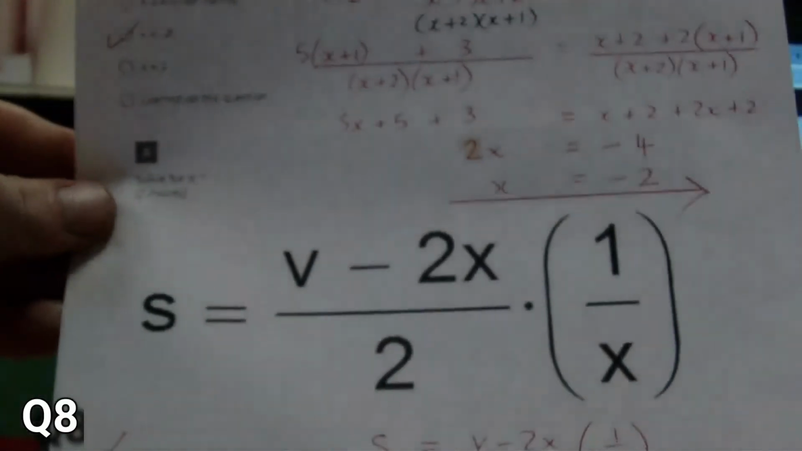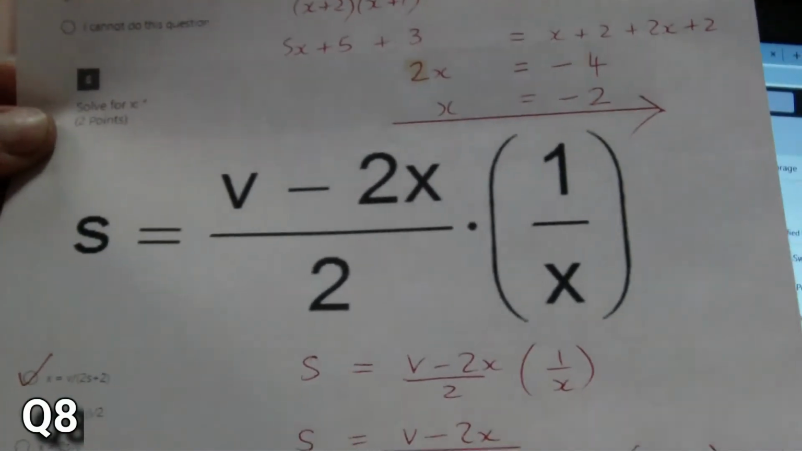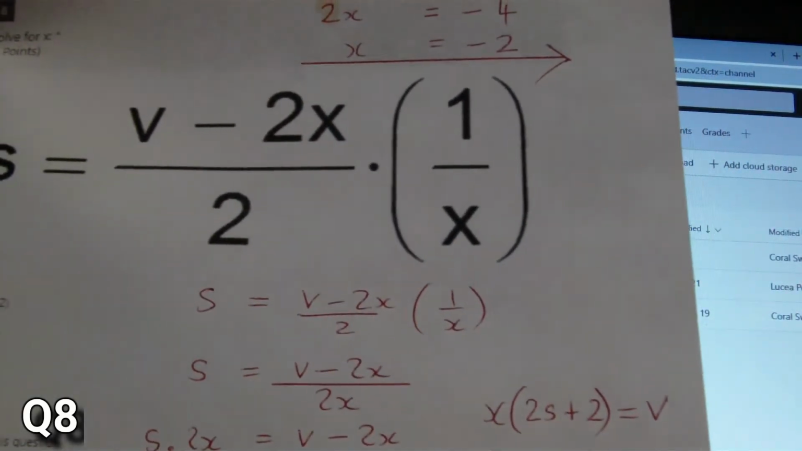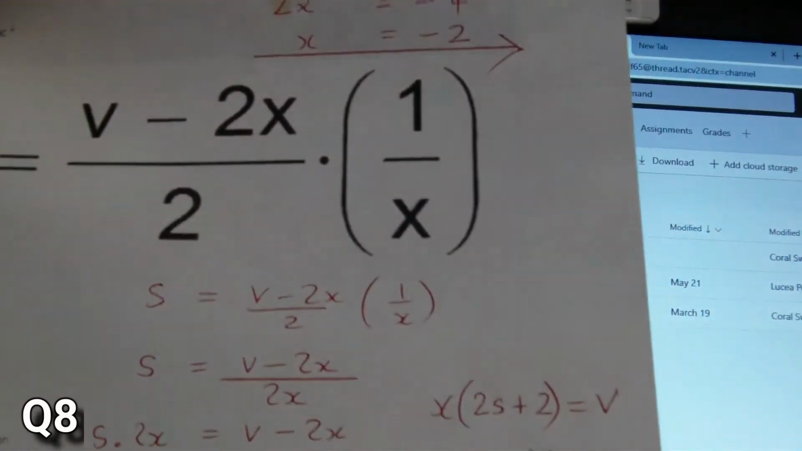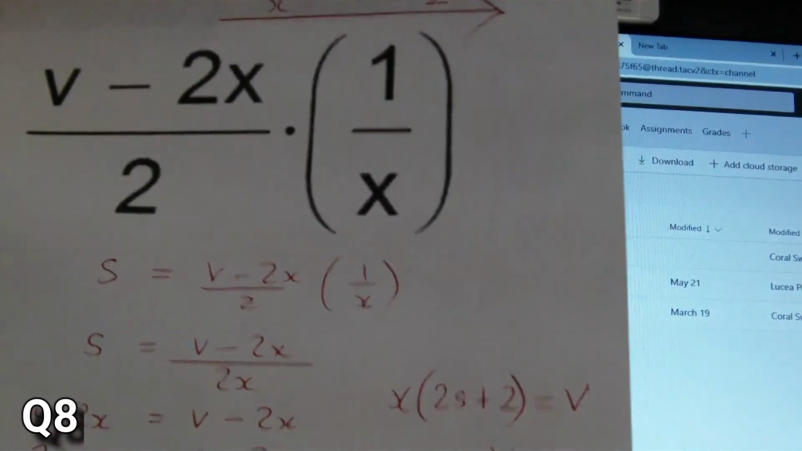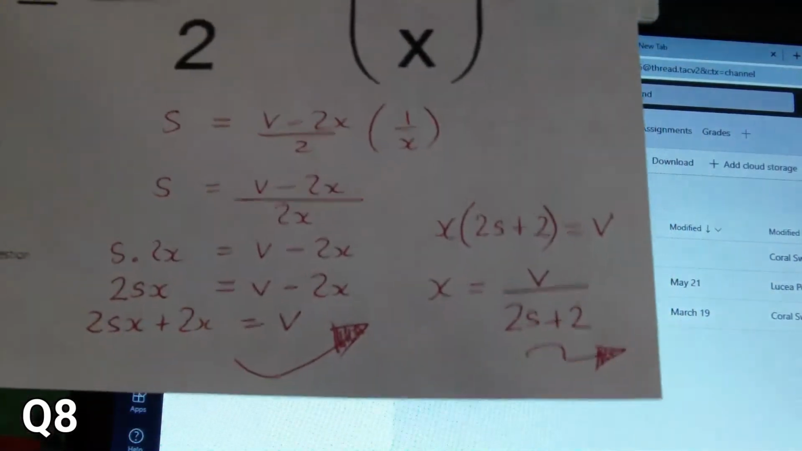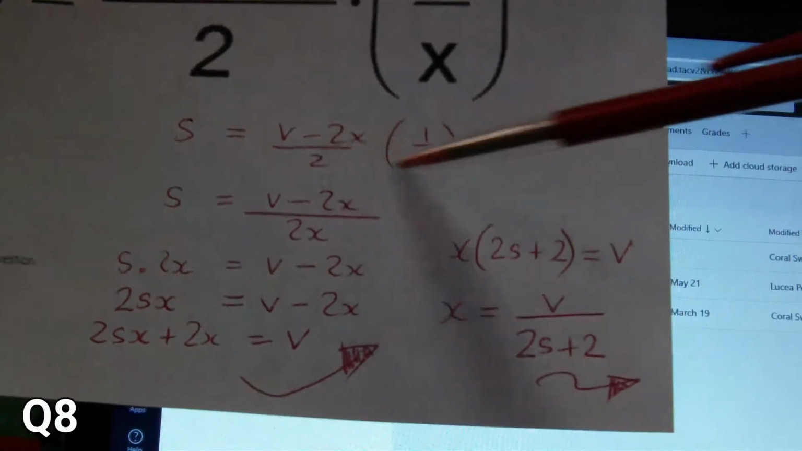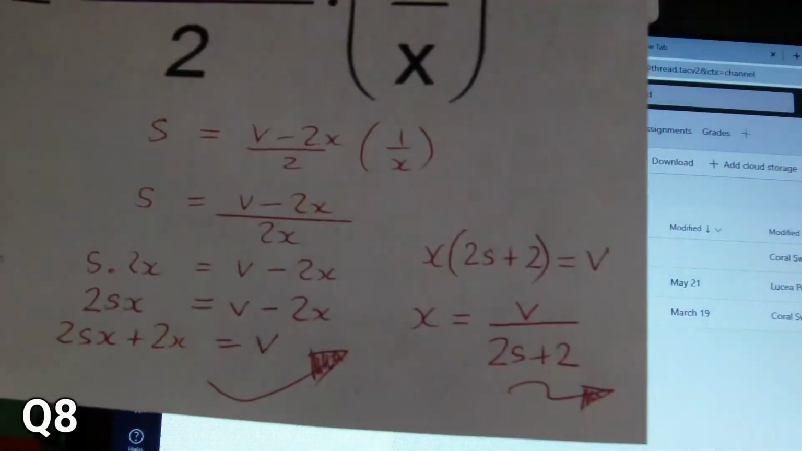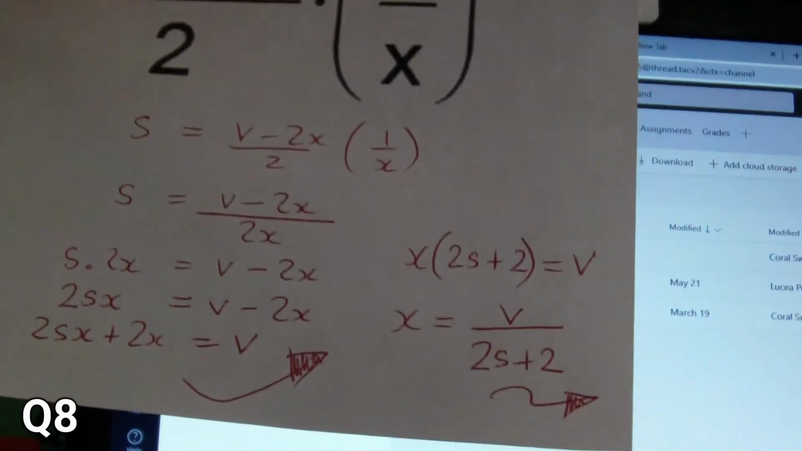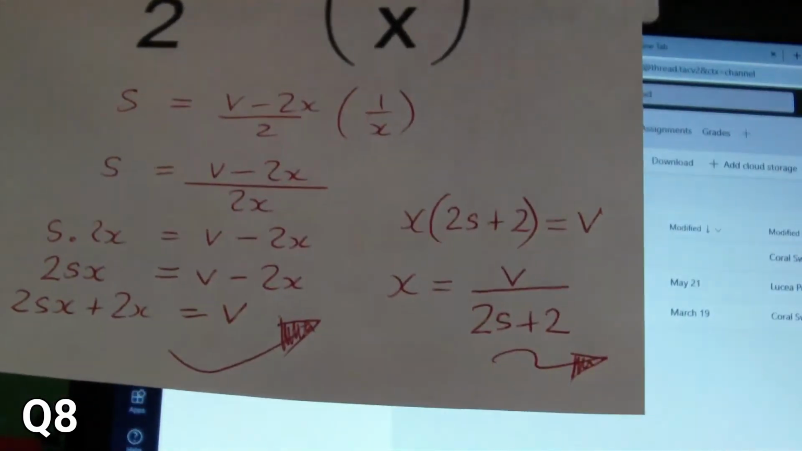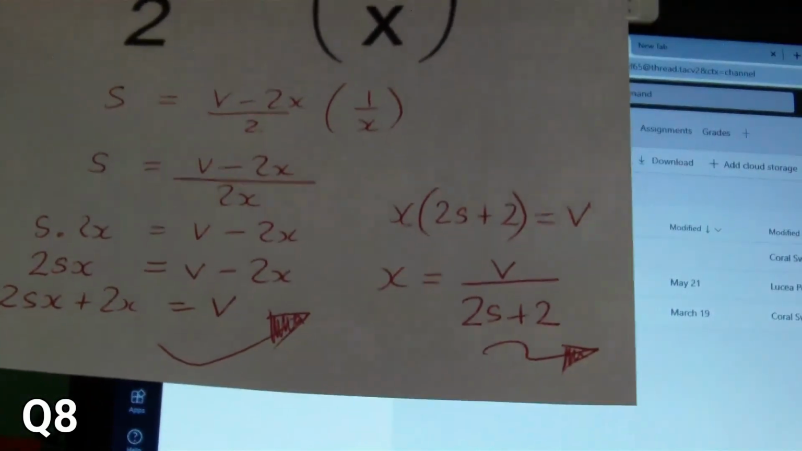Number 8 is known as a literal equation, because they want you to get x in terms of all the other things. I've got s's and v's and numbers. Okay, so the first thing I did was I just multiplied these two fractions together. Remember when you're multiplying fractions, just times the numerators and times the denominators. So easy. So 1 times all of that stays v minus 2x, and x times the 2 becomes 2x.